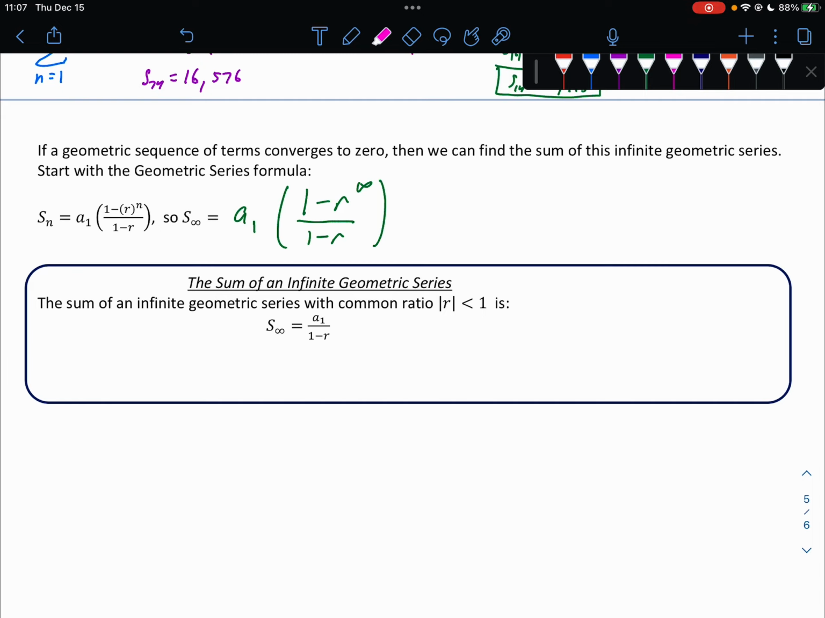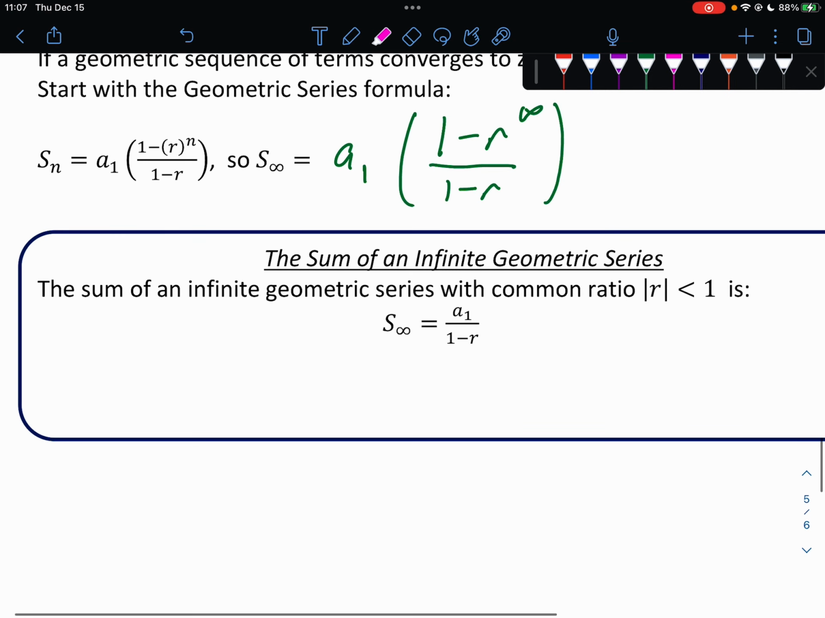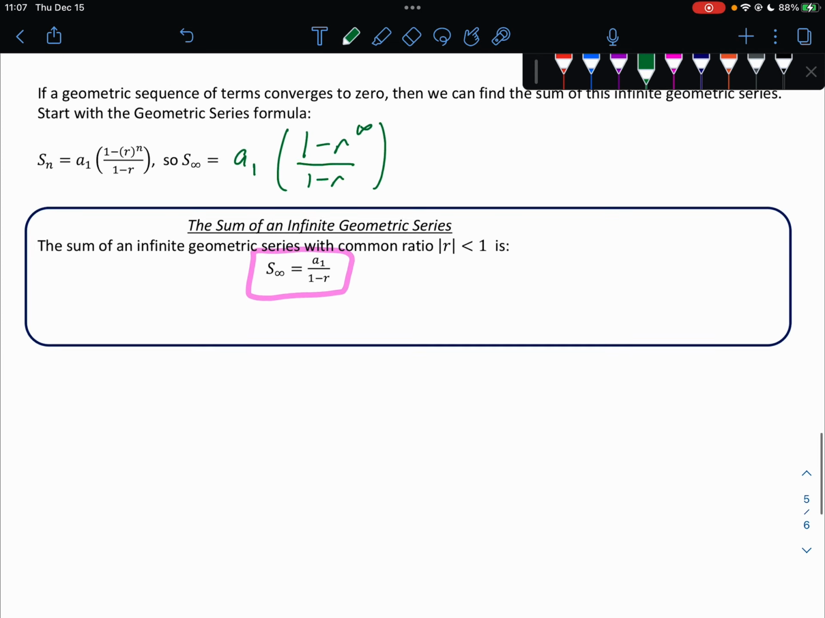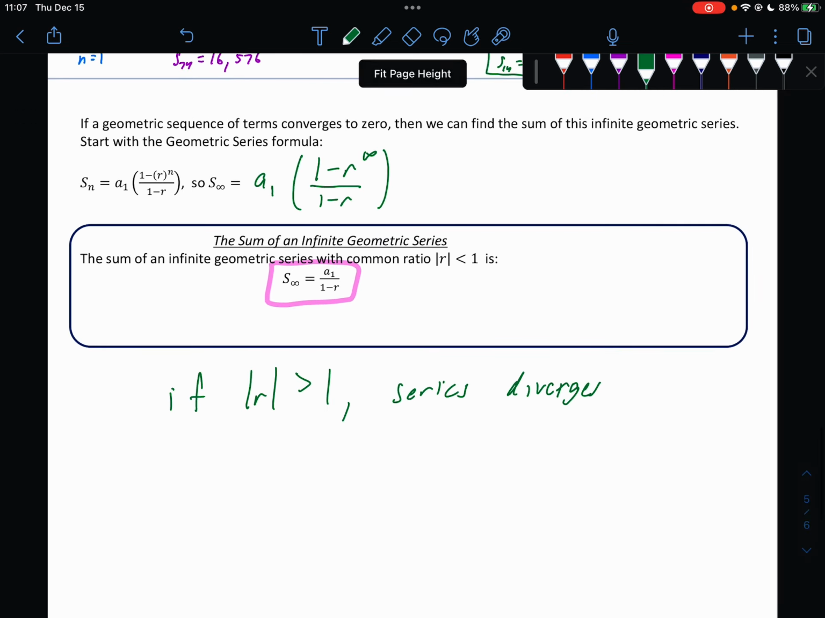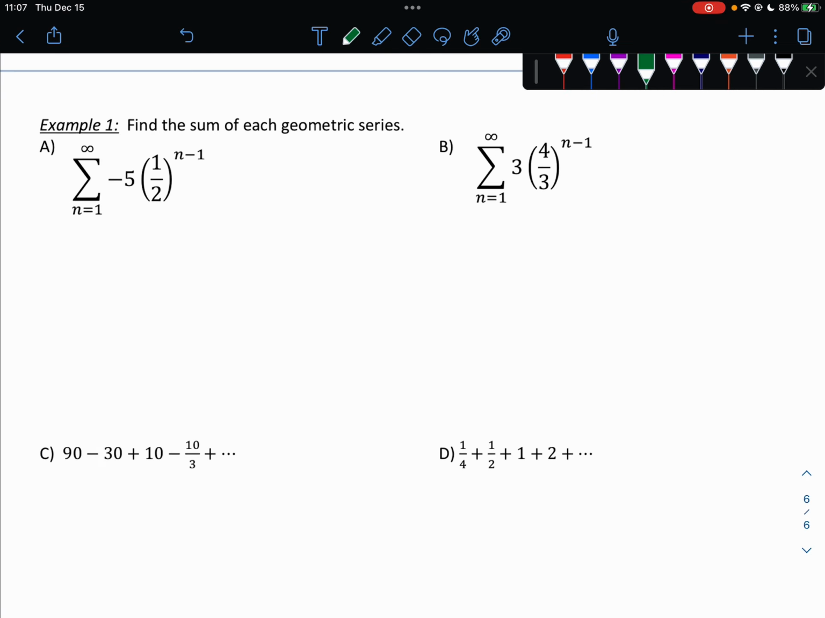So if the absolute value of the ratio is less than 1, this is the formula we can use for an infinite geometric series. If the absolute value of r is greater than 1, we say the series diverges. And basically the answer is going to be infinity or negative infinity, and we can't actually find a numeric answer. Okay, so let's take a look at a couple of these. Find the sum of the geometric series, basically if possible.